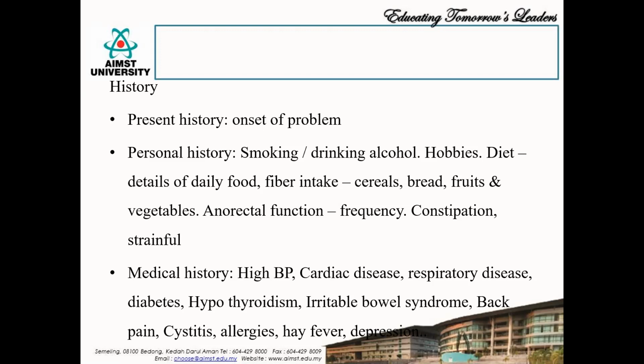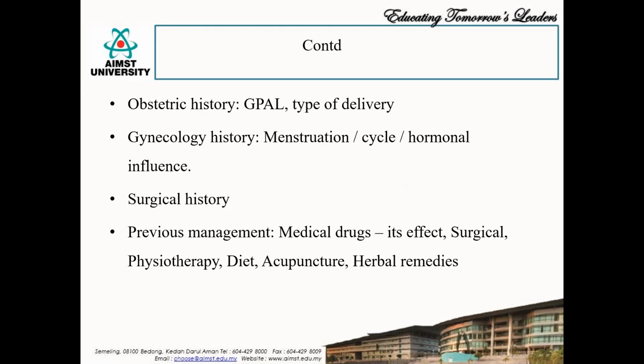Then in the medical history, you want to know whether they are having any medical problem and what treatment they are using or what medicines they are taking for it. So any medical problem they have and what medication they are having for that particular problem. Then the next is regarding the obstetric history. Obstetric history means their number of deliveries, number of children they have, all those things.